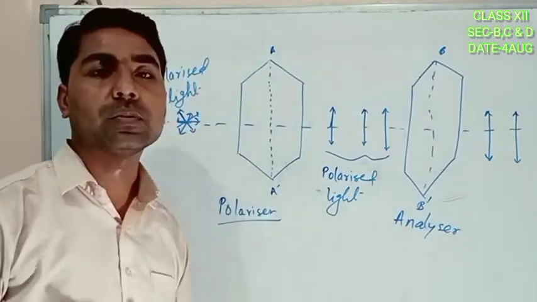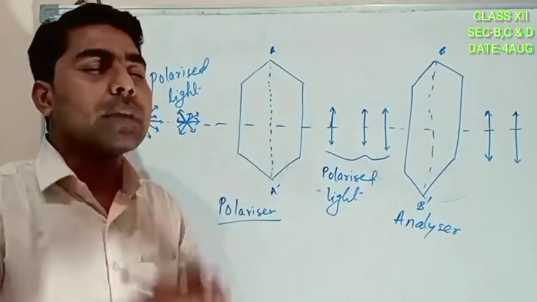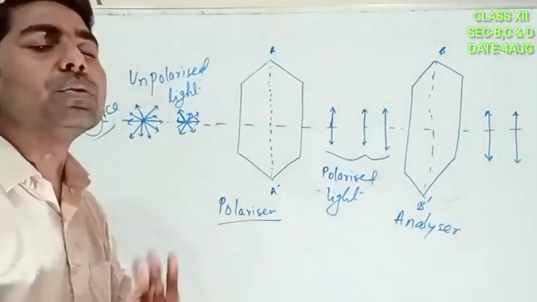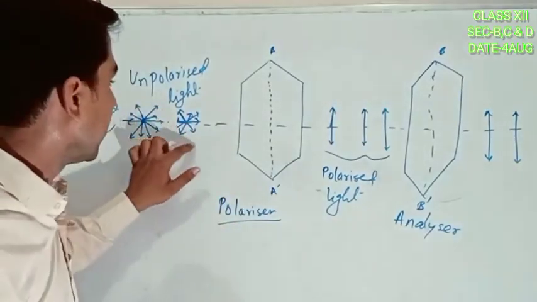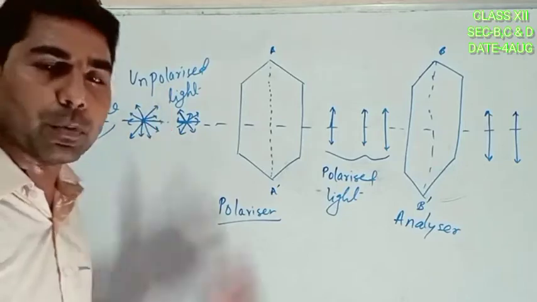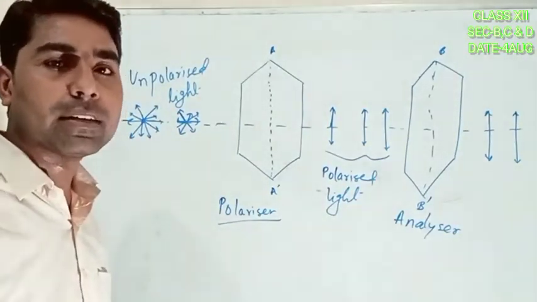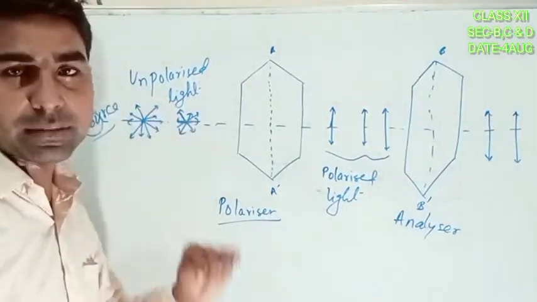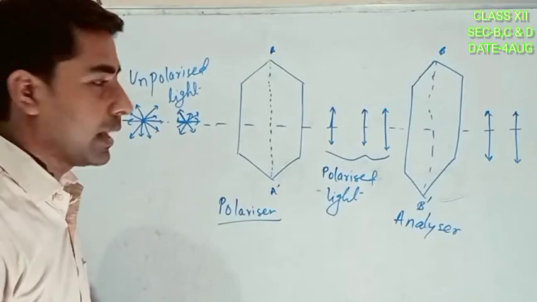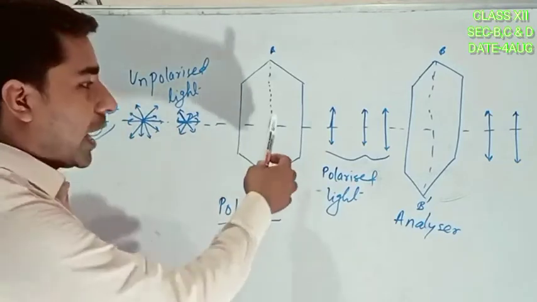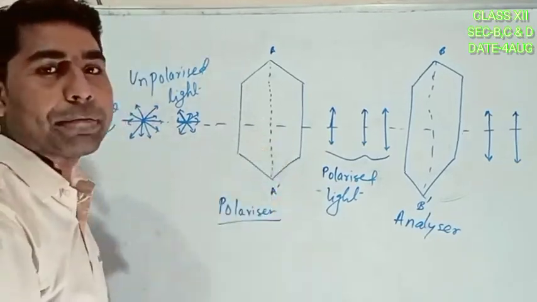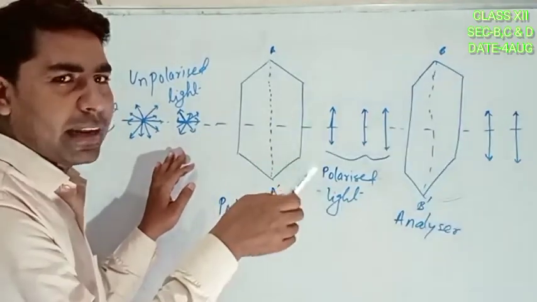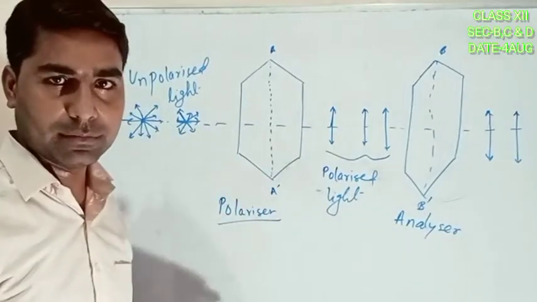Now why are we calling this one the analyzer? Suppose you don't know, as I said, this is unpolarized light. Suppose you don't know whether this light is polarized or unpolarized. You have to detect whether it is polarized or unpolarized. How to detect? The very simple way: take one crystal, put it in front of the light and rotate it. If the light is unpolarized, then at any angle you rotate it, you will receive the light.